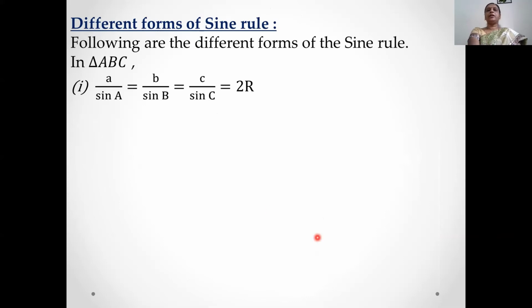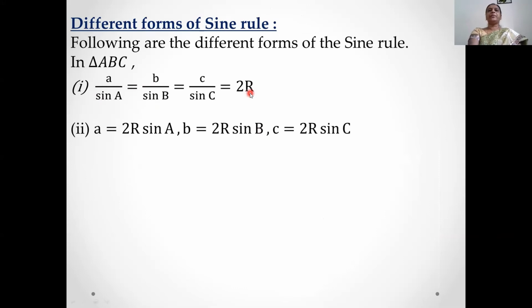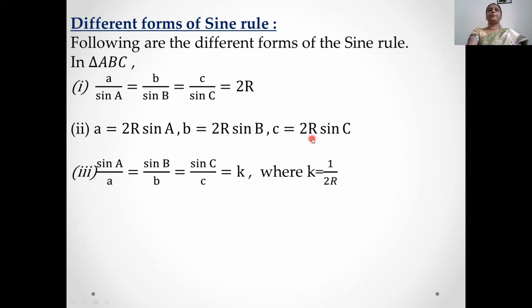Now in the theorem we have proved a/sin A = b/sin B = c/sin C = 2R. Now what are the different forms? If we consider a/sin A = 2R, then we get a = 2R sin A. If we equate the second with 2R, we get b = 2R sin B. And if we equate the third with 2R, we get c = 2R sin C.